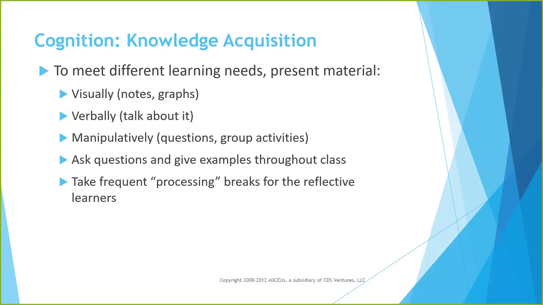In order to meet different learning needs, information needs to be presented in as many ways as possible. Notes, graphs, and text. Always include a visual component. It doesn't mean you have to have a dissertation. Preferably, if you're presenting something visually with notes, just get to the point, bullet points. Verbally, you want to be able to hear it and talk about it. Manipulatively, you want to ask questions, have group activities, or have scenarios, role play if it's just you and your client. Ask questions and give examples throughout the session or throughout the class.